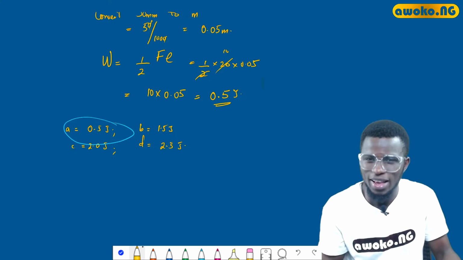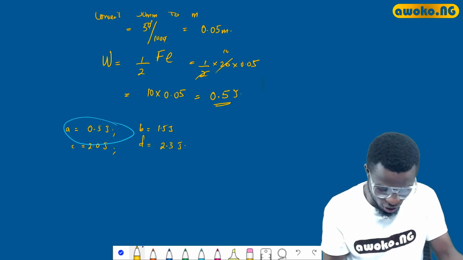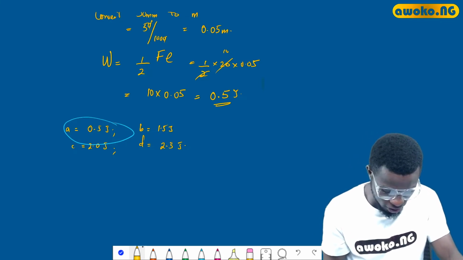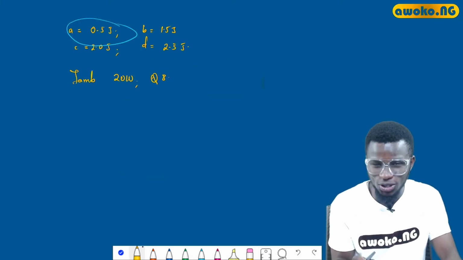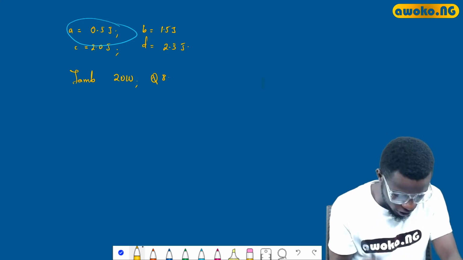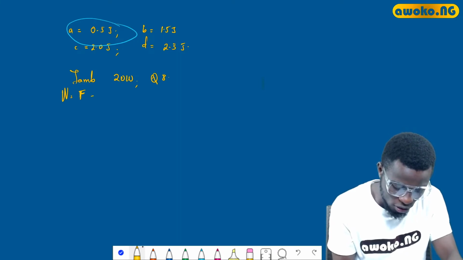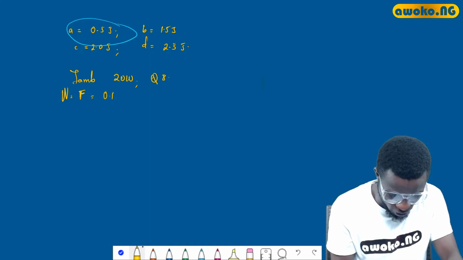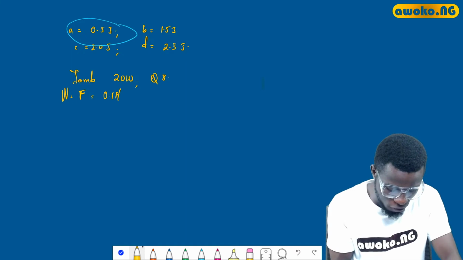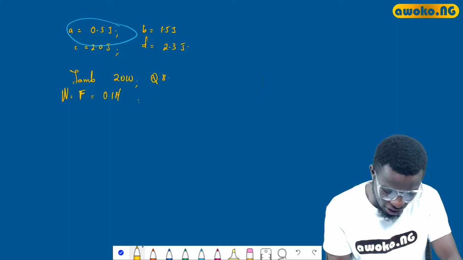Let us take one more example which seems a little bit more complex than the first one we had. The question is seen in JAMB 2010 question 8. The question is: a bulb of weight 0.1 Newton, that is the force of the body, or bulb in this case, is 0.1 Newton. It hangs from a massless string of length 50 centimeters. So the length of the string is 50 centimeters.